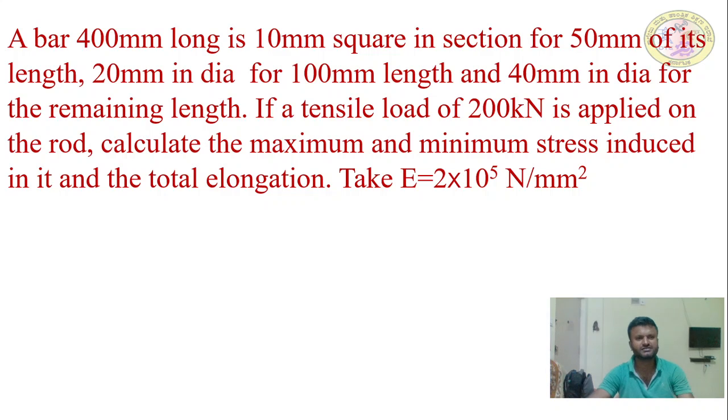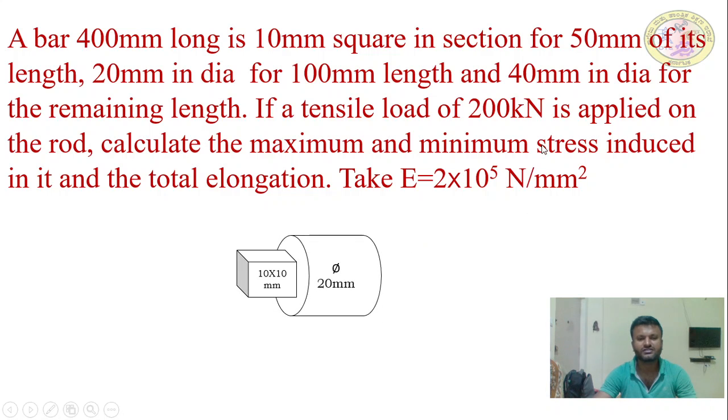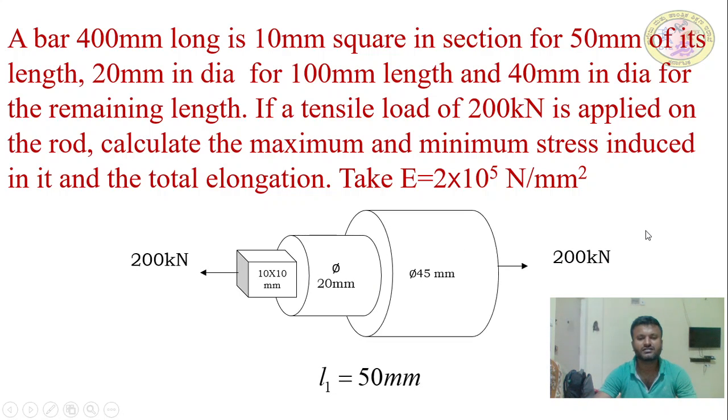Let's draw the diagram for this. A bar of 400 mm long. 10 mm square first, second 20 mm dia, third is 40 mm dia. The 10 mm by 10 mm square section is for 50 mm length, attached to the 20 mm dia, then the 40 mm dia, subjected to a tensile load of 200 kN. L1 is 50 mm, L2 is 100 mm, and the remaining L3 is 250 mm. This is how to read the question, draw the free body diagram, and then write the given data.